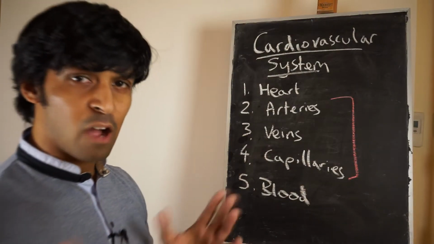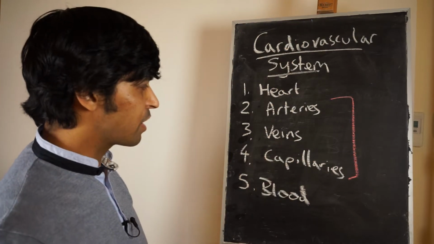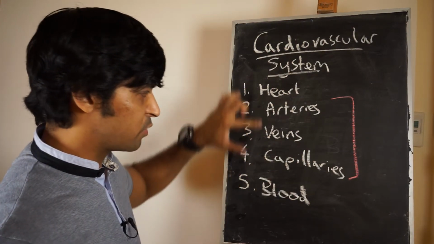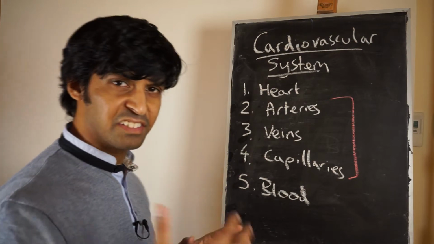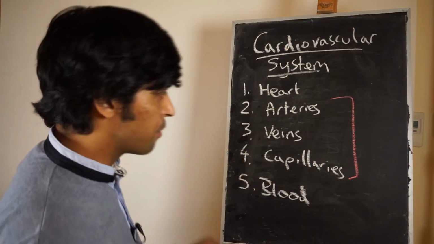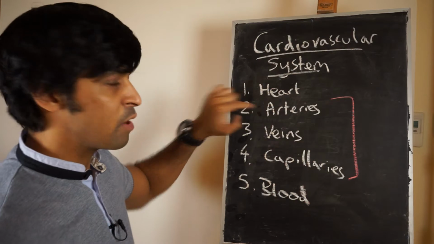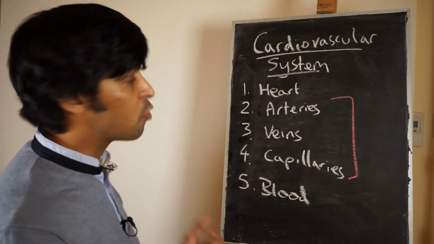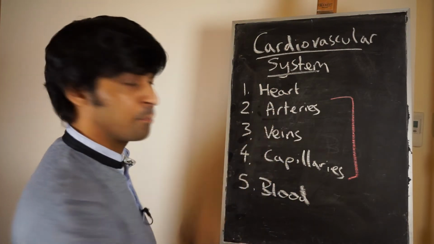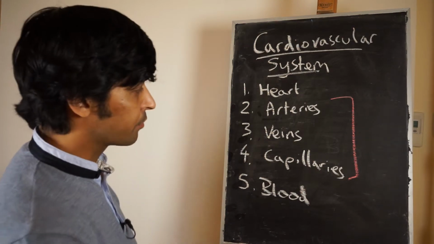Okay? Now back to this. I'm just going to do a very quick overview of the difference between these, and in a separate video, I'll do a more in-depth look. So arteries, these carry blood away from the heart. You remember that because it begins with A, away from the heart.